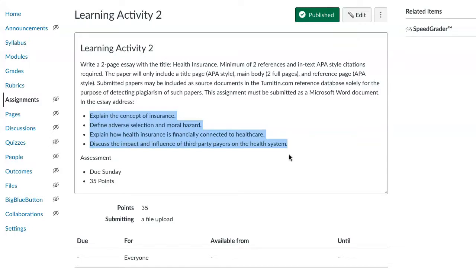Then I look for some general APA format issues. Did they use the proper heading on the paper? And that's pretty much it. I'm not an APA fanatic, so I just look at some of the basics. Does it look kind of right?